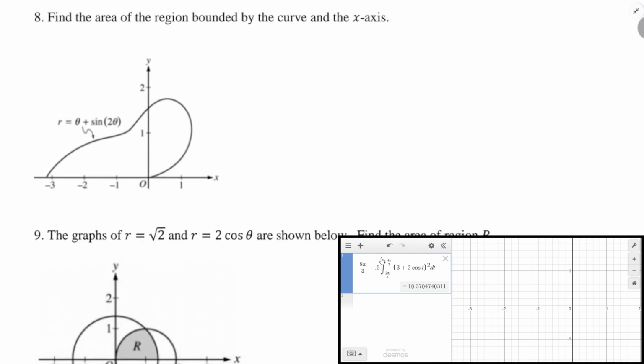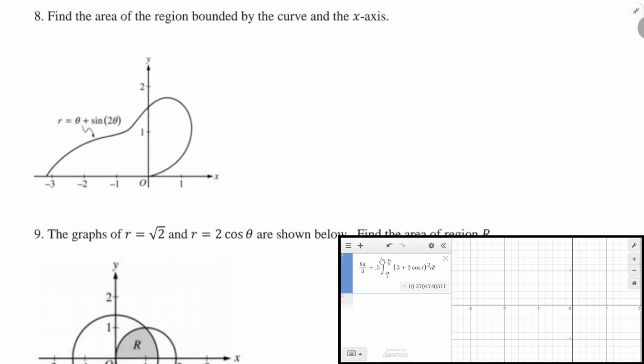All right, area of the region bounded by the curve and the x-axis. Okay, this is going to be 0 to pi. Okay, don't make it too hard on yourself. You can see that at theta equals 0, r is going to equal 0, and it's going to the negative x-axis. That means 0 to pi. Okay, again, there's nothing else we're doing with this curve, so I'm just going to type in the integral, I don't need the graph, of r, which was theta plus sine 2 theta, squared, d theta, 4.382.